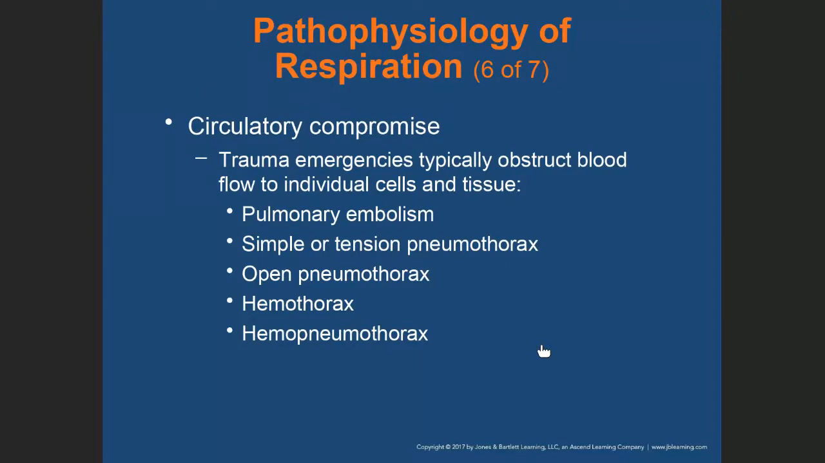Hemothorax, that's fluid, that's blood causing the lung to collapse. Pneumothorax is air. Hemopneumothorax is a combination of air and blood causing the lung to collapse. And we will go into further details for these conditions when we cover traumatic emergencies.